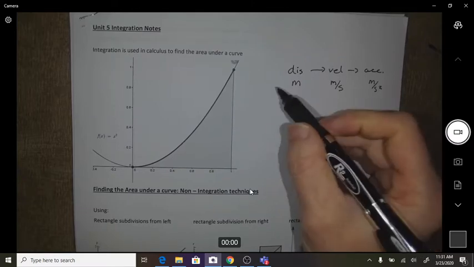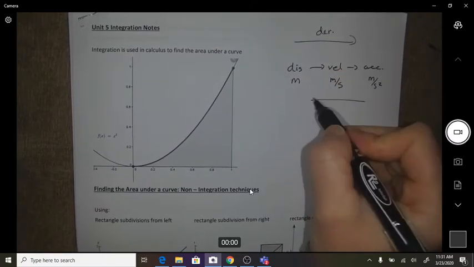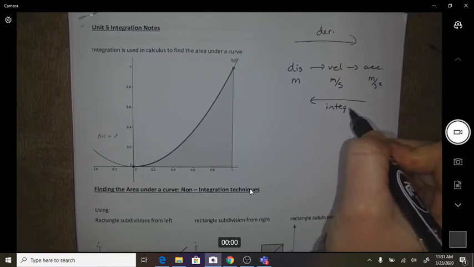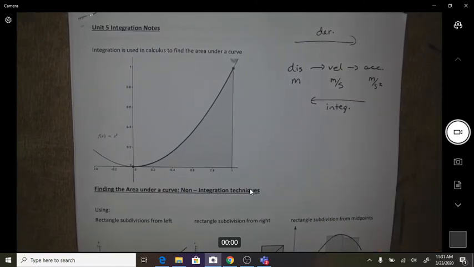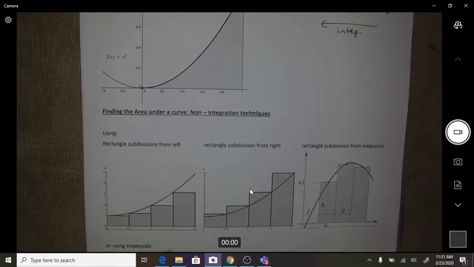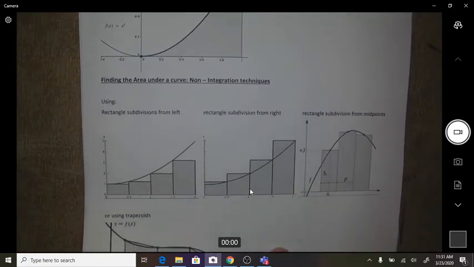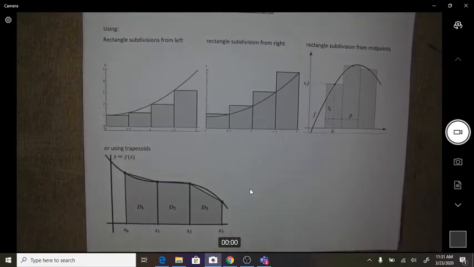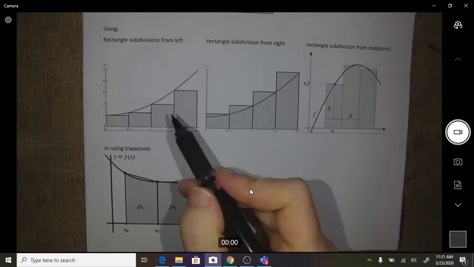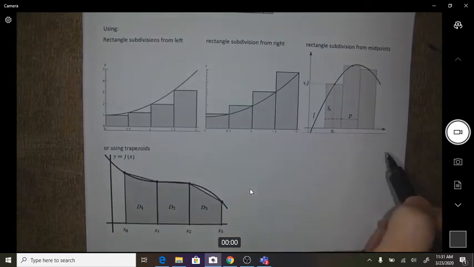Deriving and integrating. That's kind of the idea. You derive one way, integration just gets you the backwards way. Okay, so integration is the opposite of deriving, and so integration is going to help us find the area under a curve. So this first lesson, we're not even going to learn how to integrate, but we're going to learn a good idea of how to estimate this.